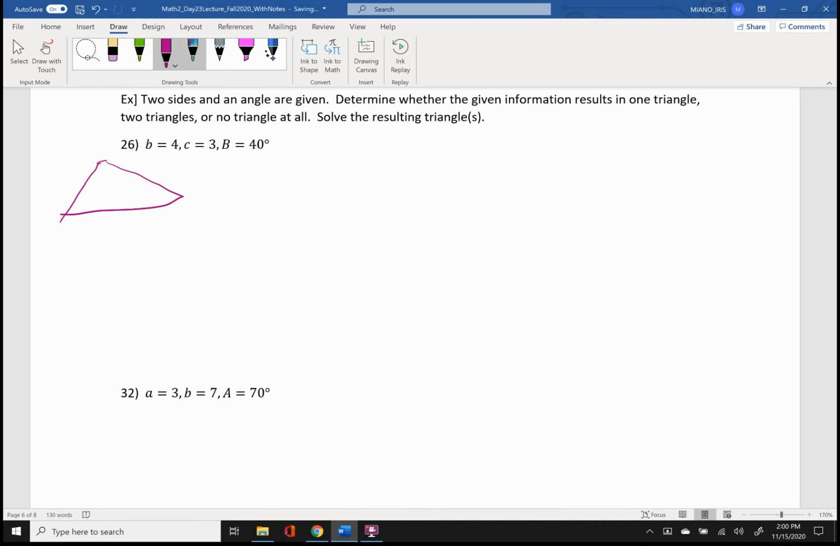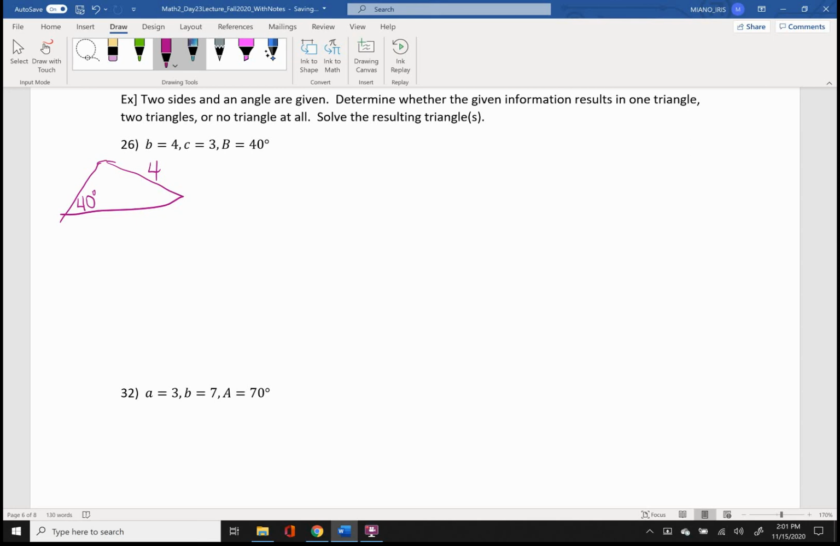Okay, here we go. So what are we given? B is 40 degrees, and I decided for no reason in particular to put B right here. So opposite capital B, I'll have the length lowercase b of 4. Wherever you decide to put the angle that you're given, if you have the length of the lowercase counterpart, you have to put it opposite that angle. That is so important, that you put things in the right places, okay?